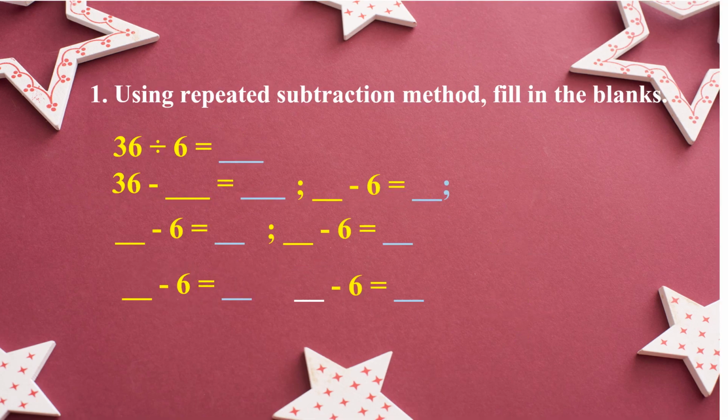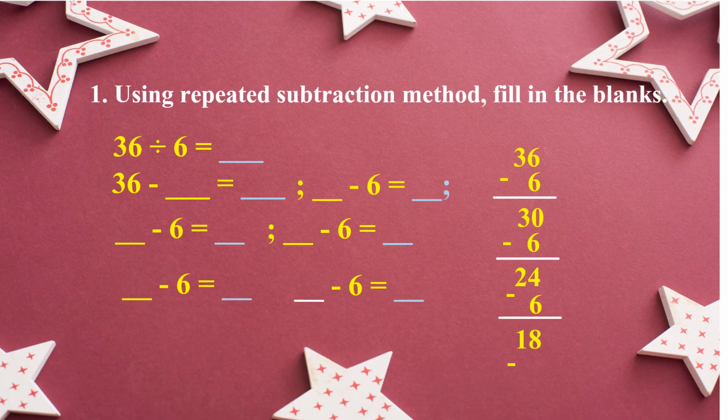So let us do one sum. Using repeated subtraction method, fill in the blanks. So let us subtract 6 from 36. So we get 30. Again we subtract 6. We get 24. So repeat the same till you get 0. So we get 18. 18 minus 6 equals 12. 12 minus 6 equals 6. 6 minus 6 equal to 0.